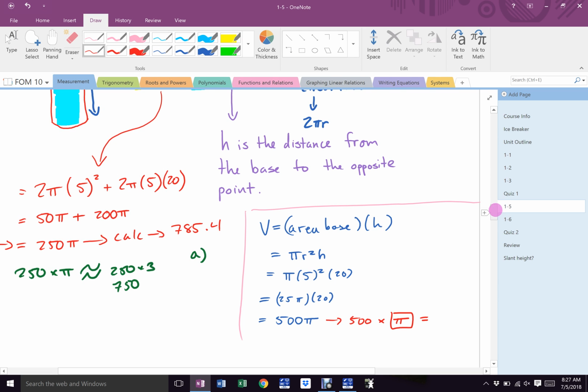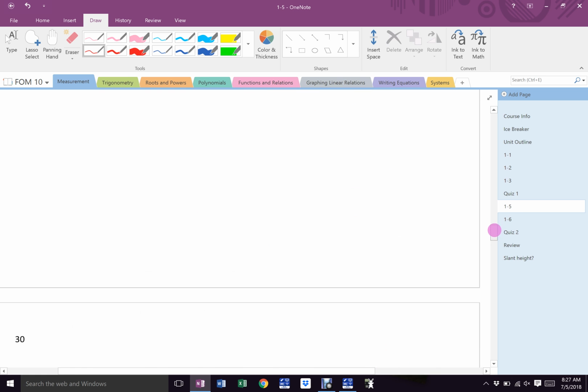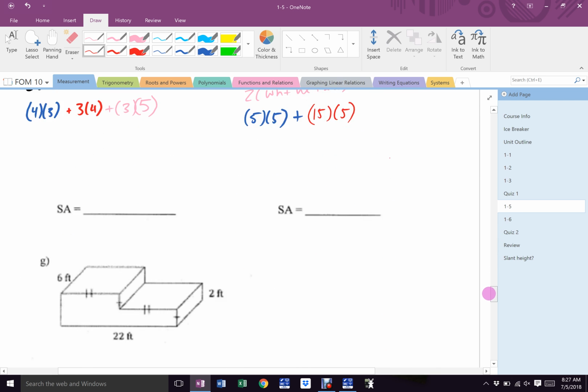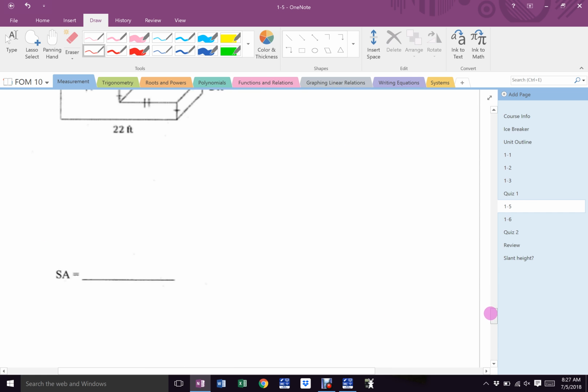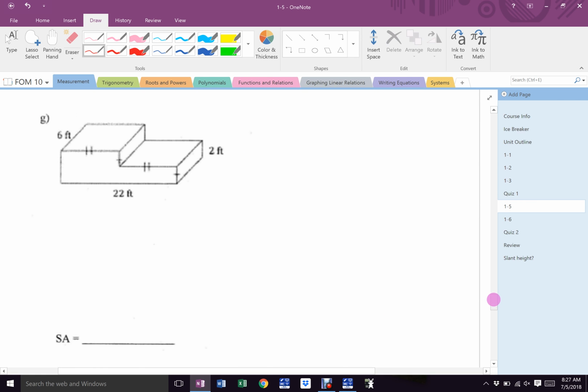Sweet. Okay, now let us go to this page and finish this page off. I apologize, ladies and gentlemen. My brain was in my bum.